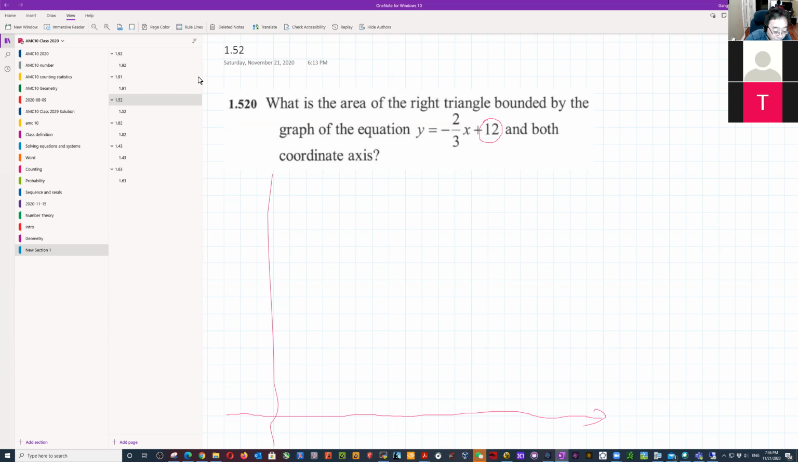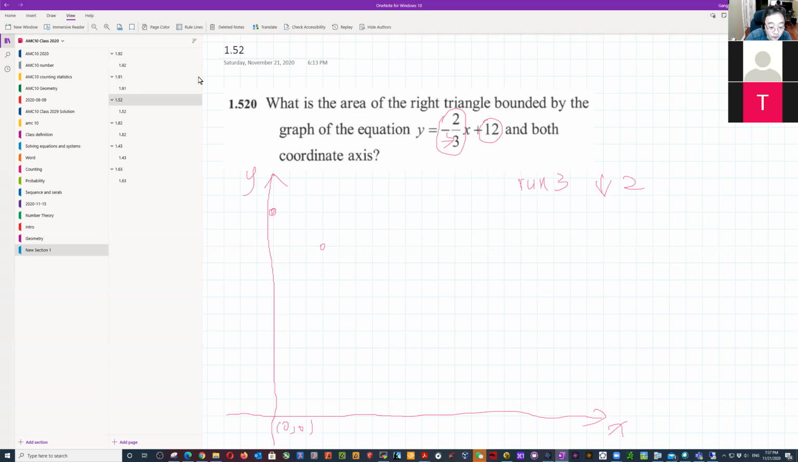So we count 12 because the y-intercept is 12. This is the origin, 0 and 0, and this is x, and this is y. This is 1, 2, 3, 4, 5, 6, 7, 8, 9, 10, 11, 12. So this is 12. And this is the slope, where the bottom is the run. So run 3, descend 2. So this is run 3, down 2. So 1, 2, 3, 1, 2.